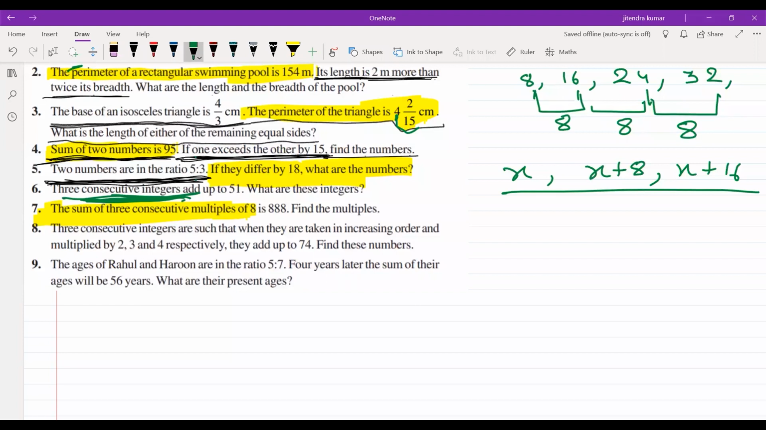Then we have to add all these 3, and that is equal to 888. So please try this one. Yes, sir.